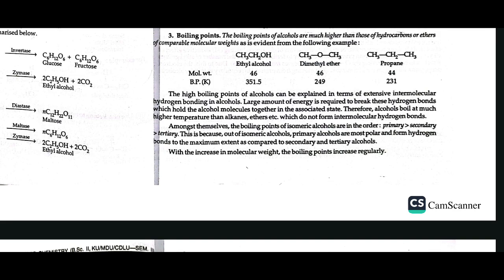Amongst themselves, the boiling points of isomeric alcohols are in the order primary, then secondary, then tertiary. This is because out of isomeric alcohols, primary alcohols are the most polar and form hydrogen bonds to the maximum extent as compared to the secondary and tertiary alcohols. With the increase in the molecular weight, the boiling point increases regularly.